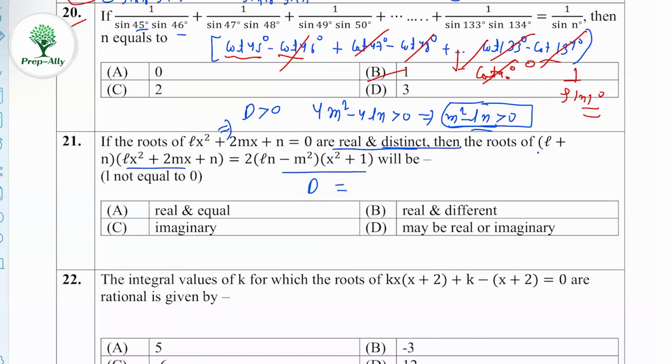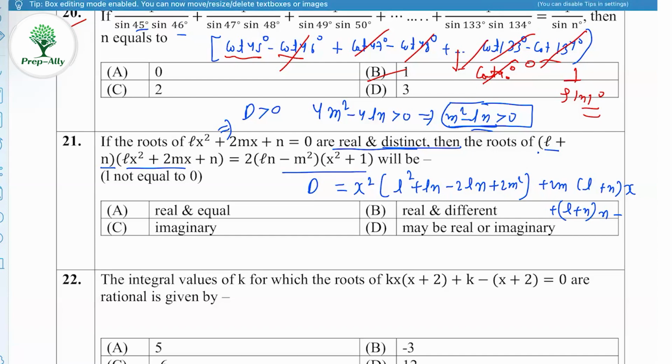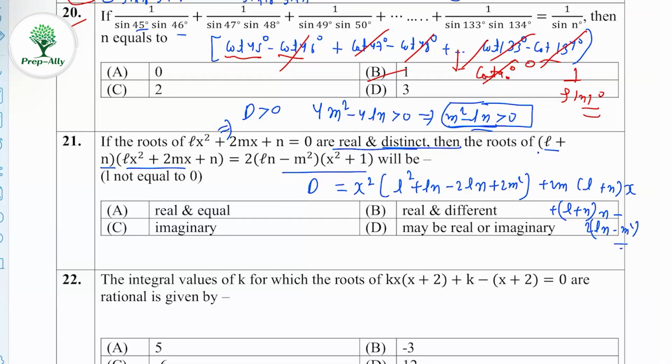Okay, so for example, if you compare coefficient of x square, what will be x square? Here l plus n, so l square plus ln minus 2 ln plus 2m square. That is coefficient of x square. Then coefficient of x is what? Plus 2m into l plus n into x. That will be coefficient of x. Then plus l plus n into n minus 2 ln minus m square equal to 0.